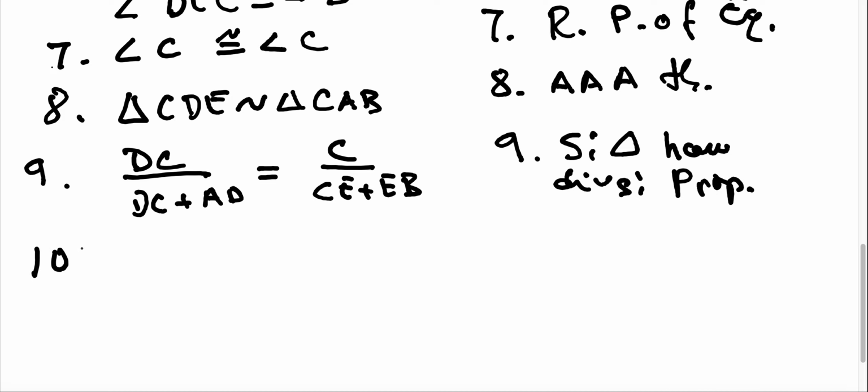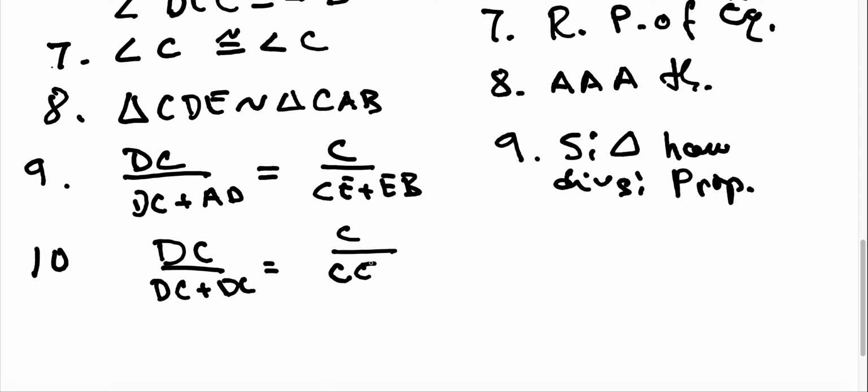Number 10. Now, because DC is equal with AD and CE is equal with EB, we can substitute and write DC over DC plus DC is equal with CE divided by CE plus CE. So number 10 is a substitution property of equality.